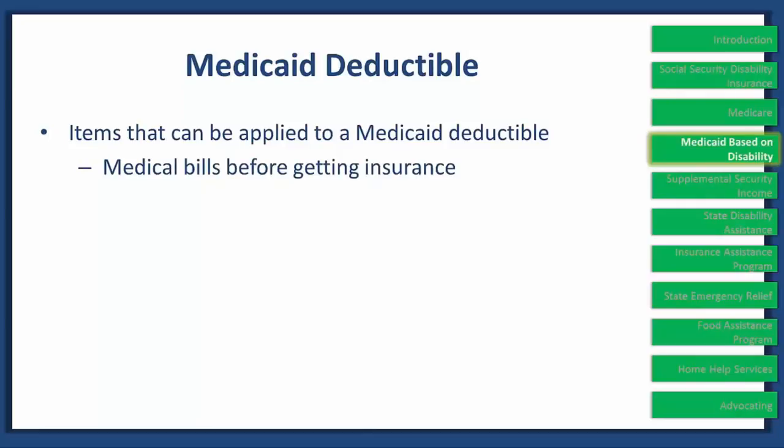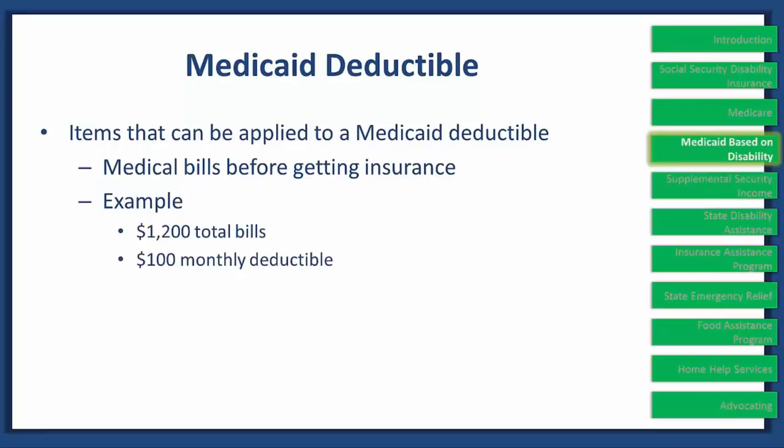Another way that a client can meet the deductible is to use Medicaid to pay old, unpaid medical bills. For example, a client can have $1,200 in unpaid bills that he wants to apply to his $100 monthly deductible. He can pay that $1,200 over the course of a year by breaking it up into $100 increments each month to meet his Medicaid deductible.